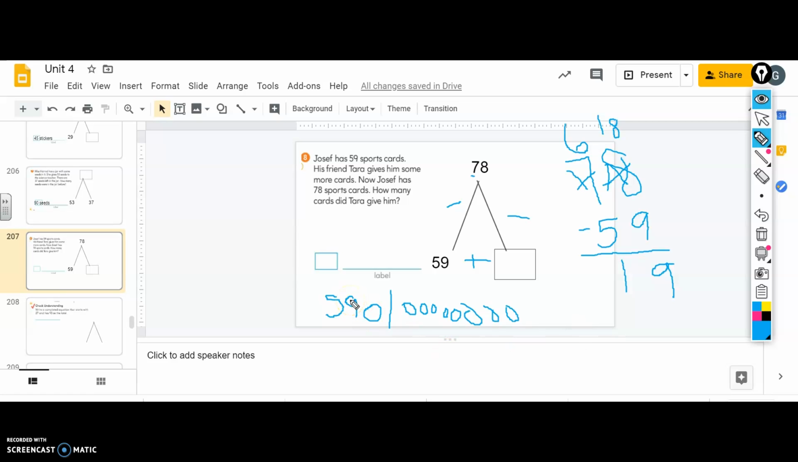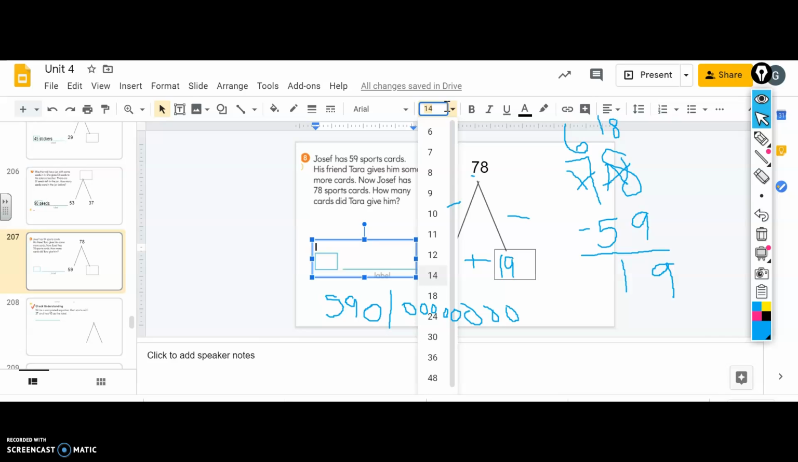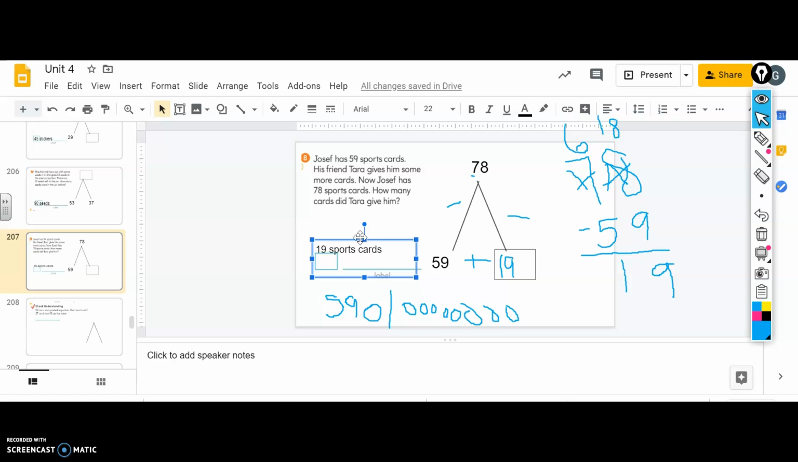Let's add them up. See if we get the same answer. We should get the same answer. 10, 11, 12, 13, 14, 15, 16, 17, 18, 19. So no matter which way we do it, we would get 19 and 19. And then we can put our answer with the label in the text box here. And our answer is 19 sports cards. And those should be spelled correctly too because it's in our story problem.